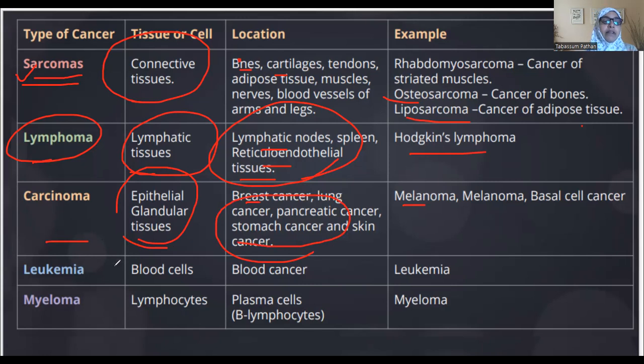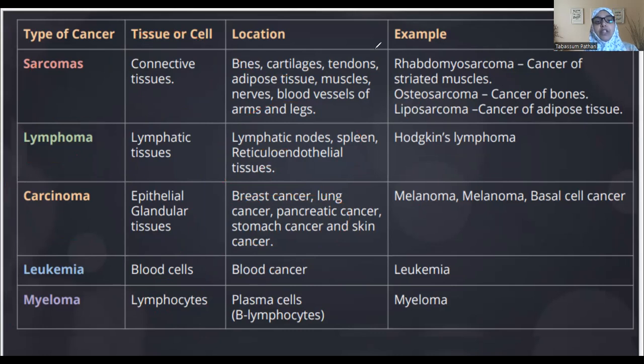Then finally, if your blood has acquired cancer, then it will be leukemia. That is a blood cancer. And then if your WBCs are affected, then myeloma, your plasma cells or the B lymphocytes. So leukemia can also involve other types of WBCs. This leukemia, myeloma, and lymphoma, they will affect your immune system. Your immune system will become weak if you are having cancer like lymphoma or leukemia.